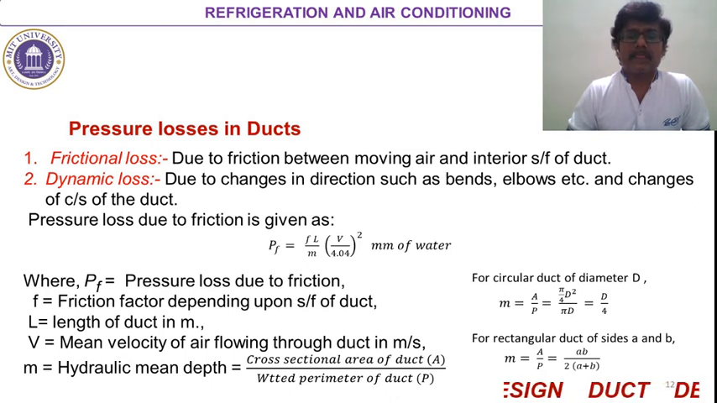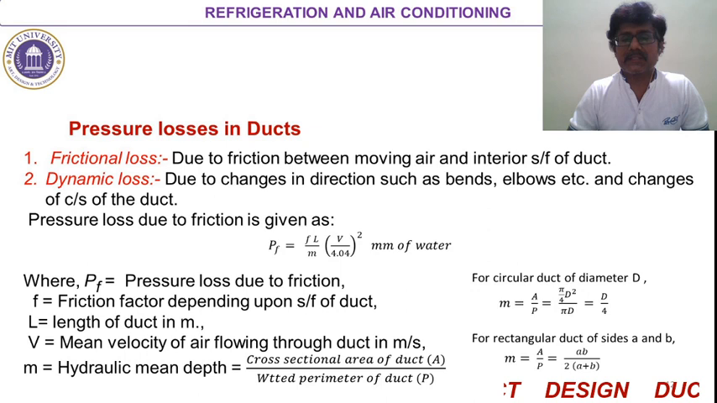Capital V is the mean velocity of the air flowing through the duct in meters per second. And M is the geometrical parameter known as the hydraulic mean depth, which is the ratio of the cross-sectional area of the duct to the wetted perimeter of the duct. So that is A divided by P.